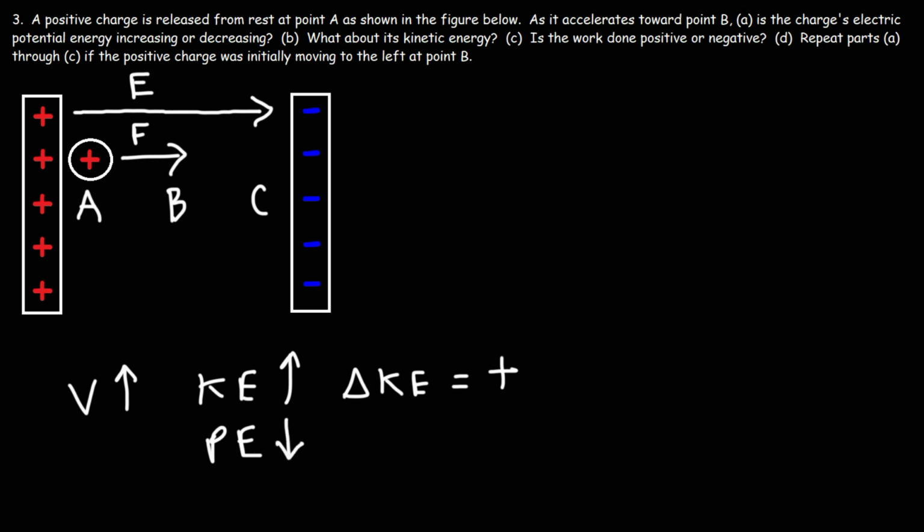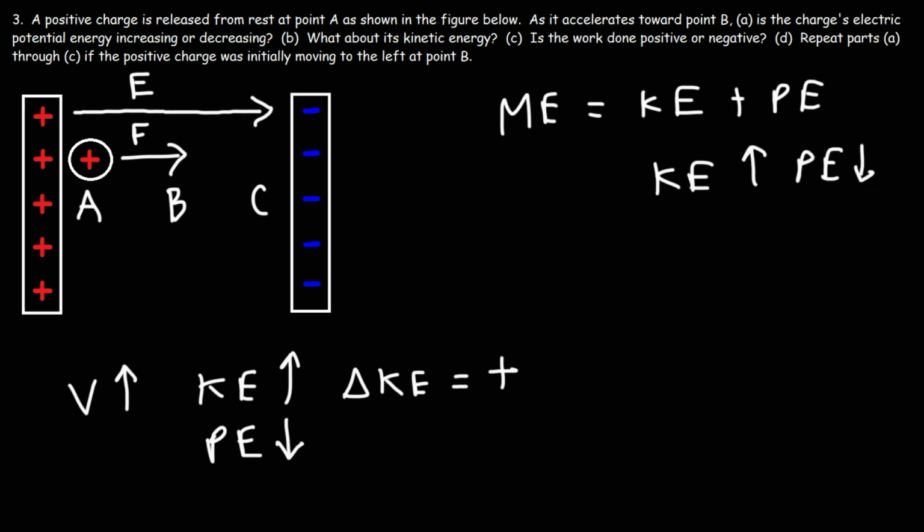We don't have any non-conservative forces acting on a positive charge. The only force acting on it is the electric force due to the electric field, which is a conservative force like gravity. So therefore, the mechanical energy of the positive charge will remain constant. The mechanical energy is the sum of the kinetic energy and the potential energy. So if the mechanical energy is constant due to the lack of any non-conservative forces acting on the charge, as KE goes up, PE must go down. So since the potential energy decreases, the change in the potential energy will be negative.